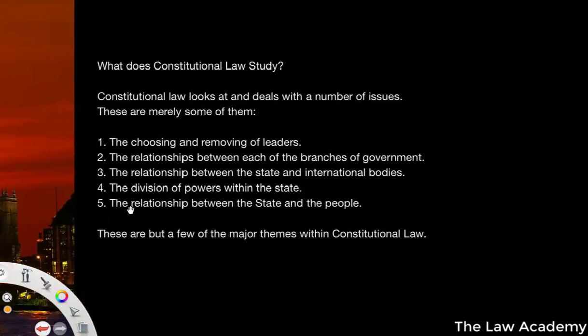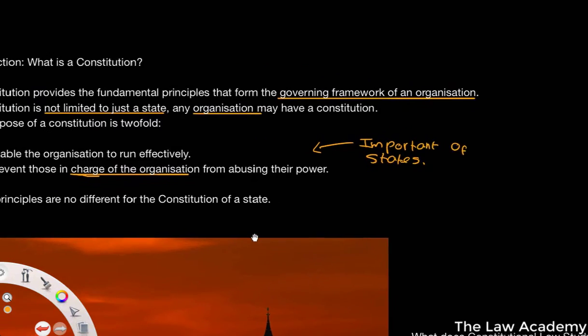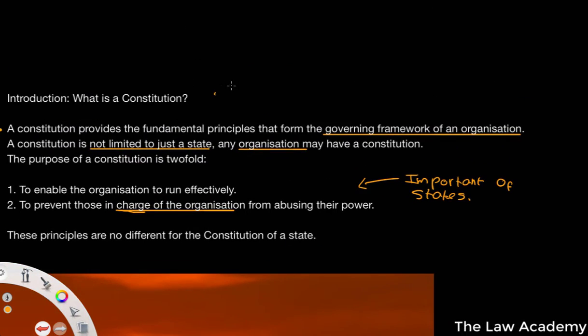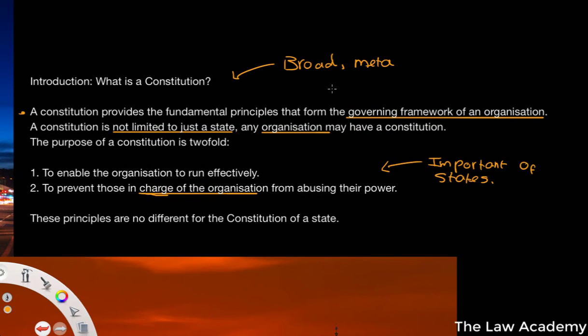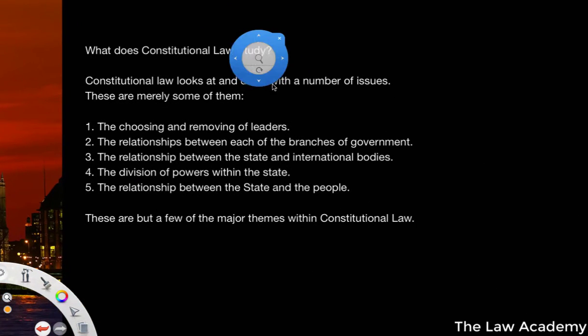So really, what does constitutional law then study? Now we've looked at the very basic, very meta principle. So this is a very broad principle, a very broad definition, and it applies to just a general understanding of what constitutionalism, the idea of a constitution, really means. But what does constitutional law specifically study in this context? It looks at and deals with a number of issues, and these are some of the issues that constitutional law studies.